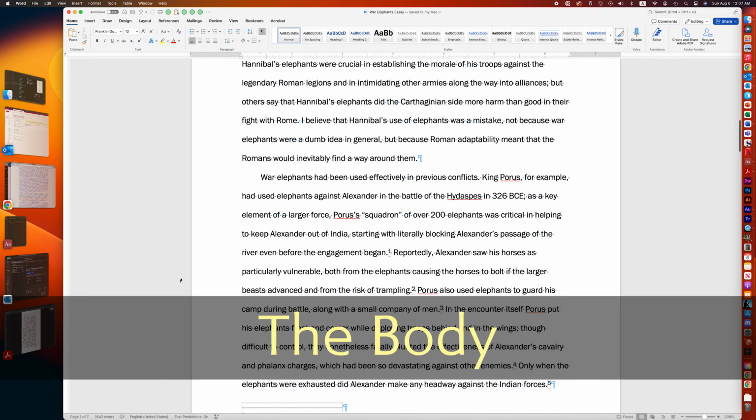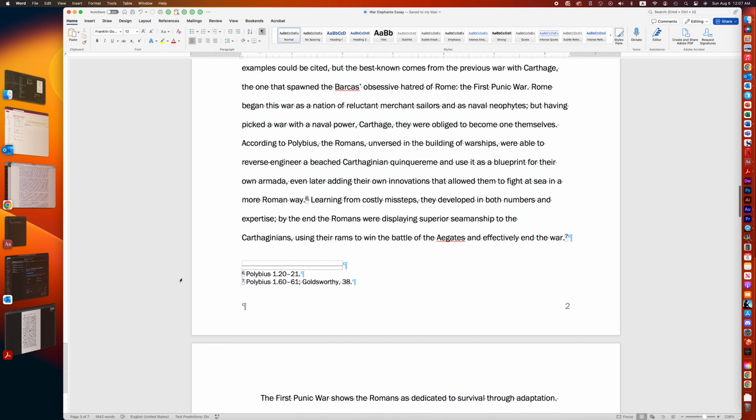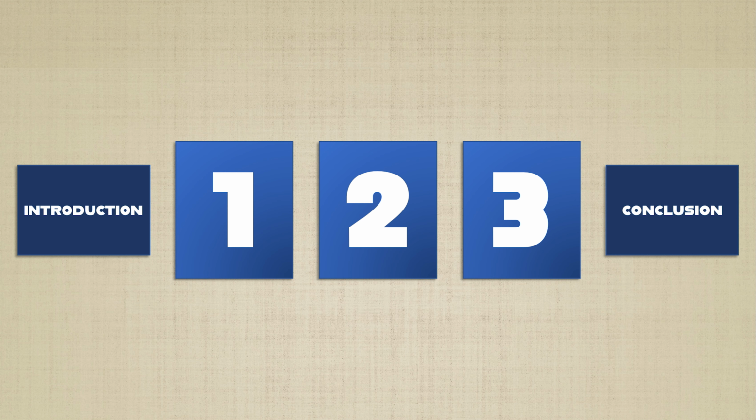After that comes the body of your paper, where you discuss the evidence you're using to support your thesis. You need 3 reasons why your thesis is true. That's why I recommend being specific in your thesis and saying, I believe such and so because X, Y, and Z. That gives you 3 sections to the body of your paper, 1 for each reason.